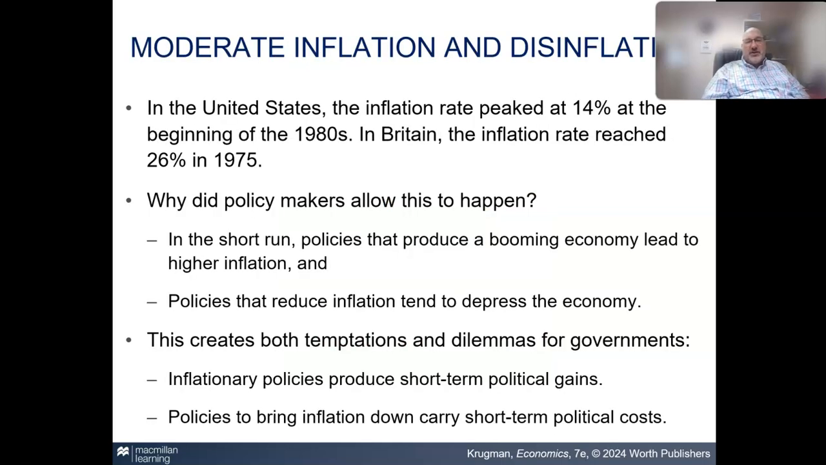So, moderate inflation and disinflation. In the US, the inflation rate peaked at 14% in the beginning of the 80s. In Britain, the inflation rate reached 26% in '75. So why did this happen? How did it happen? On our end, we had a corrupt president and a cocky chairman of the Fed. Cocky and probably a little bit, you know, useless. I don't know how you want to put that.